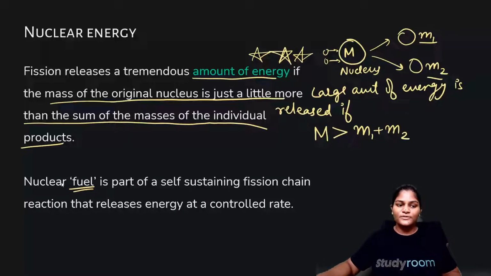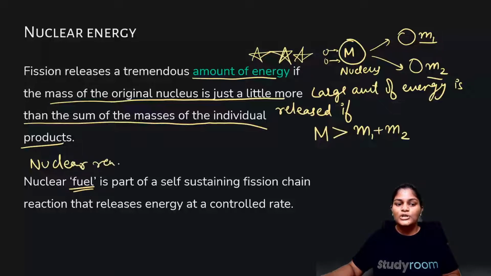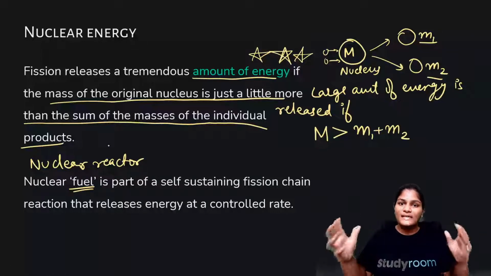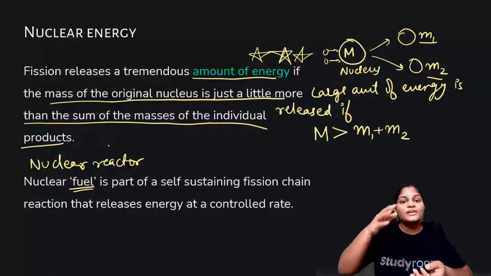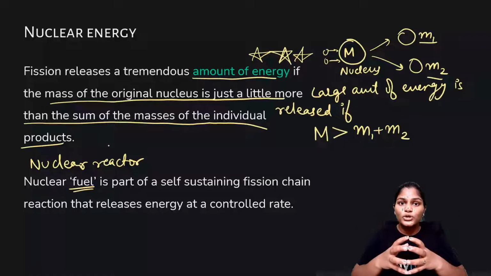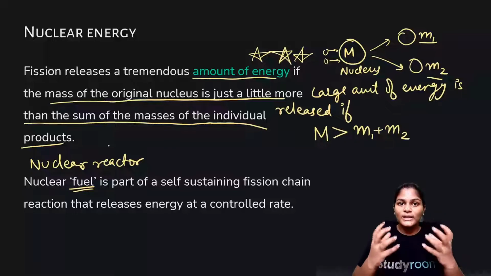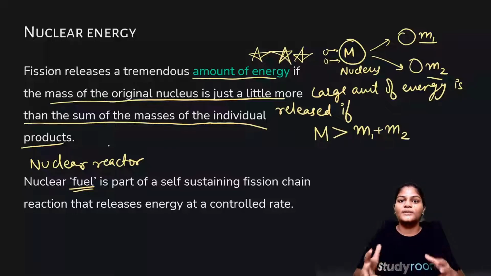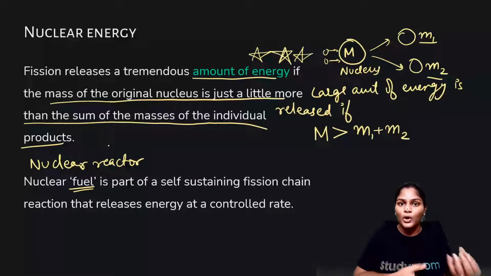So this nuclear fuel actually takes place inside a nuclear reactor. So what is a nuclear reactor? It is basically this big machine or this big setup in which this nuclear fission process is done at a controlled rate, because the nuclear energy released is around 10 million times more than the energy released by your carbon or the coal.